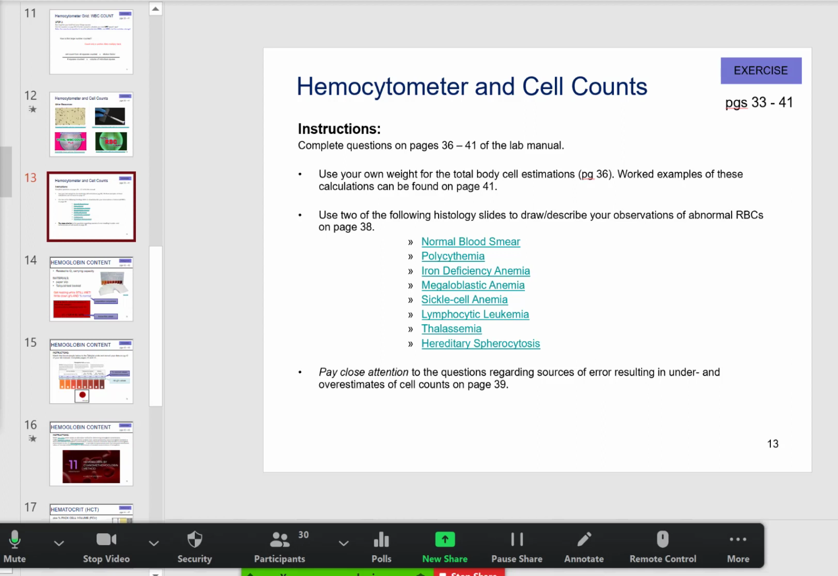Again, you're going to pick 2 of these slides, 2 of the abnormal slides, draw them in your lab manual, and also in your lab manual, it asks you to consider sources of error when you're doing these cell counts. And there are questions about what kind of abnormal cell count would you get if your instructor drew up an air bubble when she was drawing up the diluent. The diluent is the solution that's either Gower's or Turk's that I used. So if I draw up an air bubble, am I drawing up enough of the diluent?